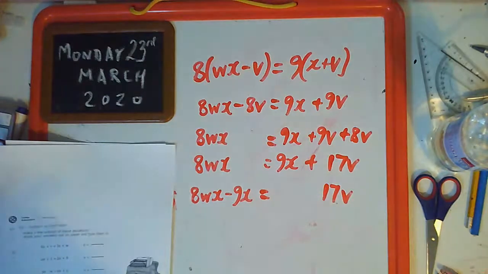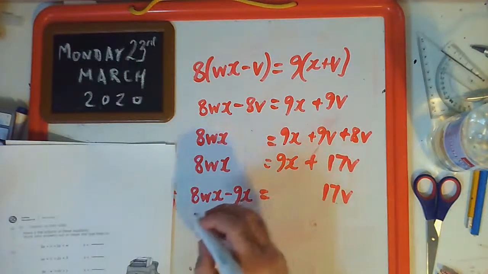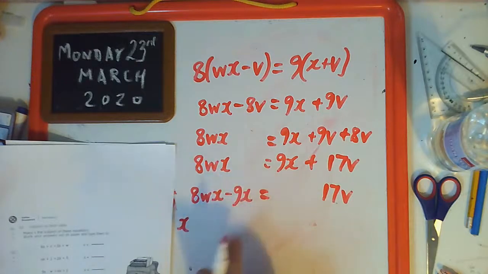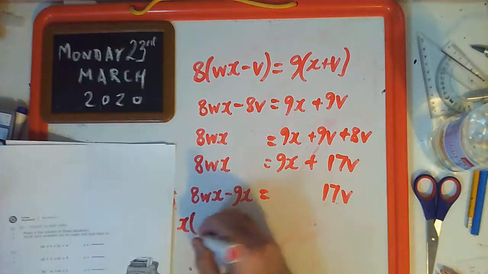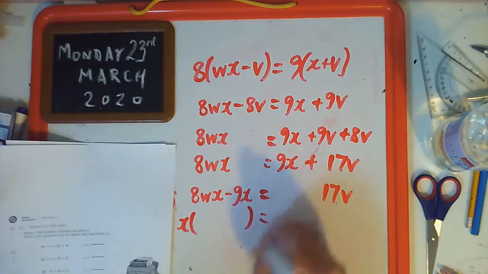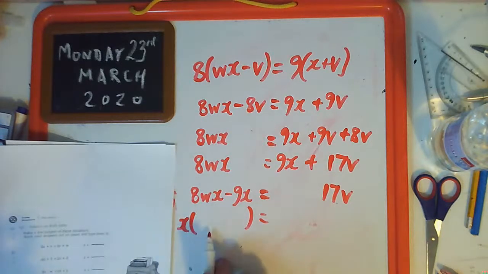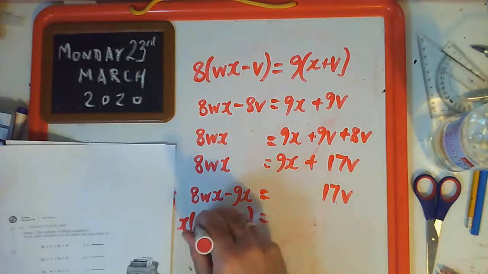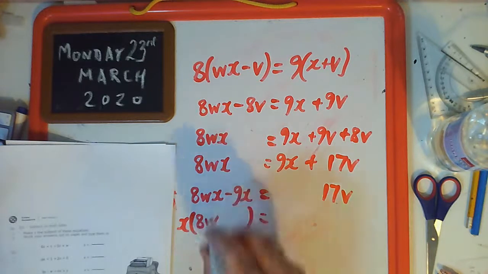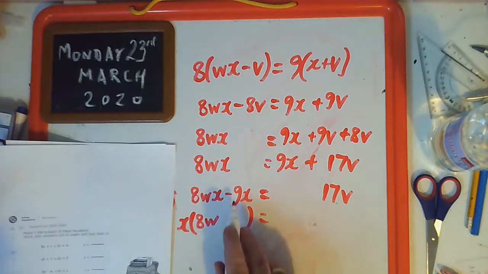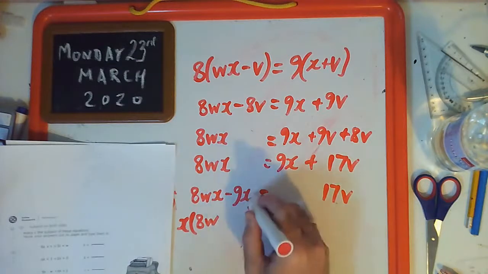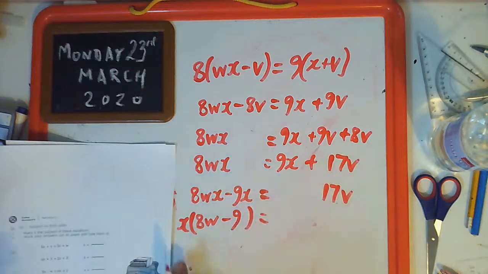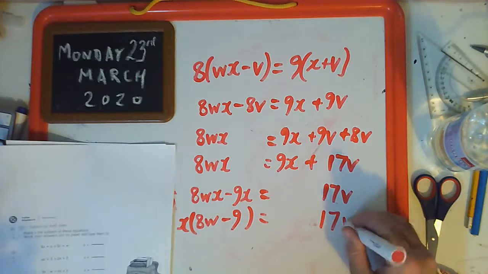Still looks complicated, but it is getting somewhere, because now I can factor out the x that's in both of these and say that's x times something in brackets. So x times what will give me the 8wx, answer 8w. x times what will give me the minus 9x, answer minus 9. So x times this bracket, 8w minus 9, is equal to 17v.